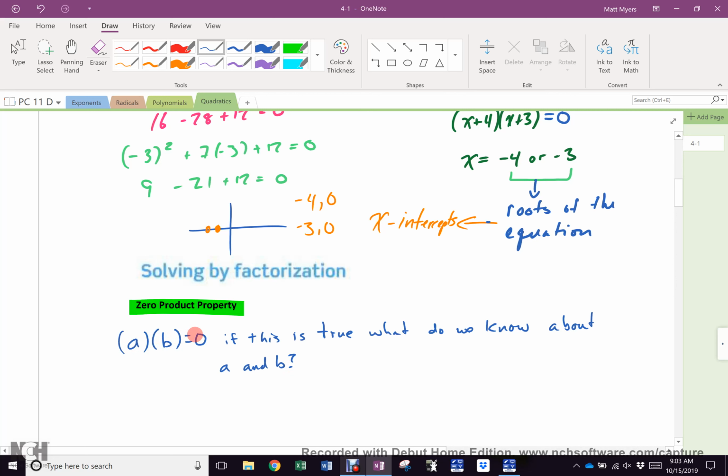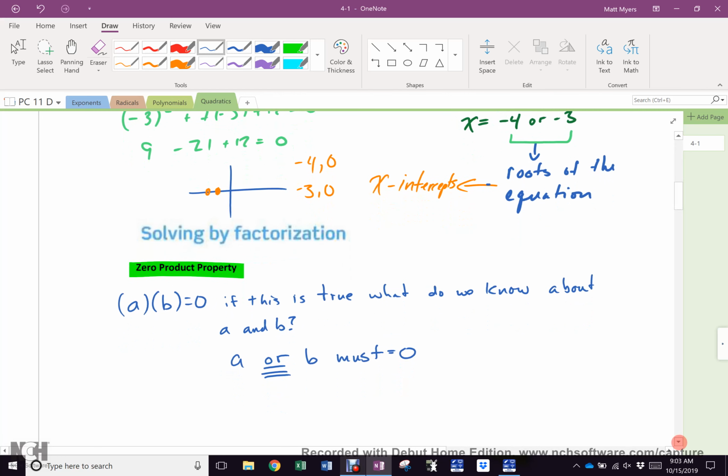What do I know about A and B? One of them has to be. Right. A or B must equal 0, no matter what they look like. Does everyone understand that? What do I mean by no matter what they look like?